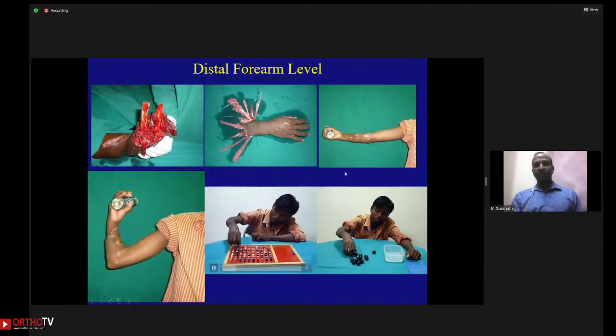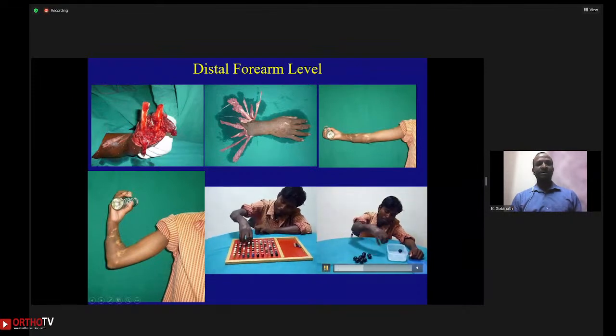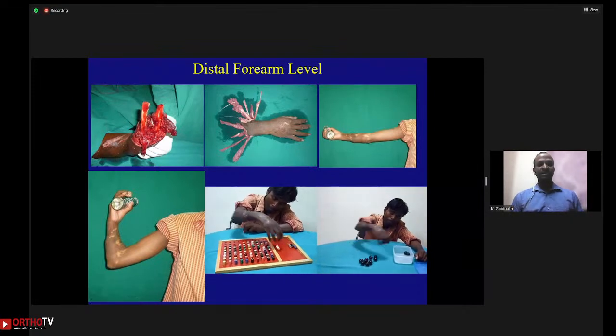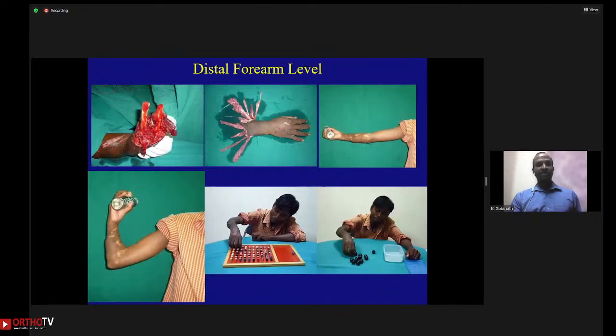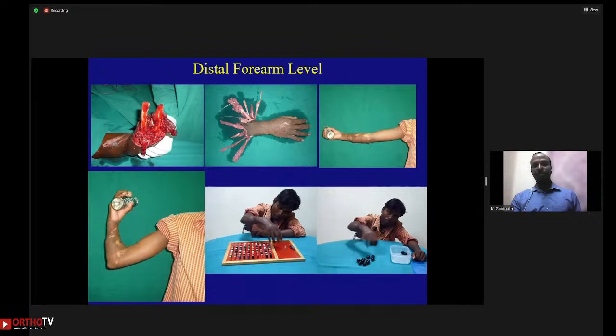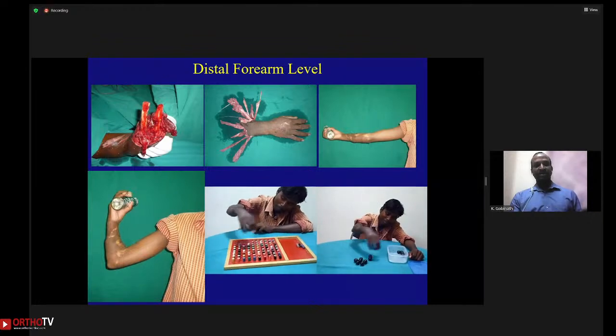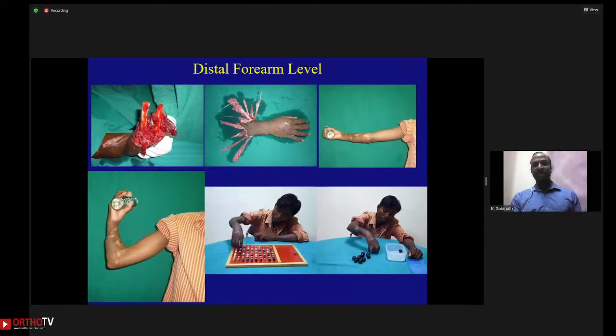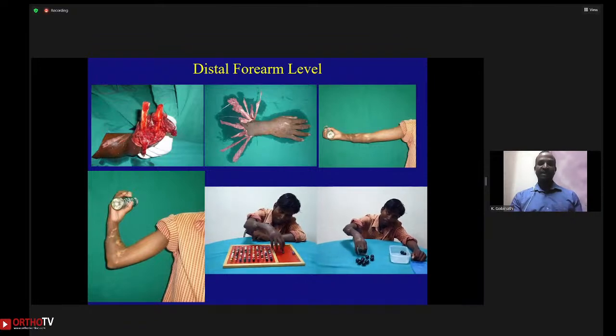Here are a few examples of the different replantation patients we rehabilitated. Here is a distal forearm level replant. The patient is able to use the hand for picking up activities and to carry, and they are able to use the hand better than a prosthesis.